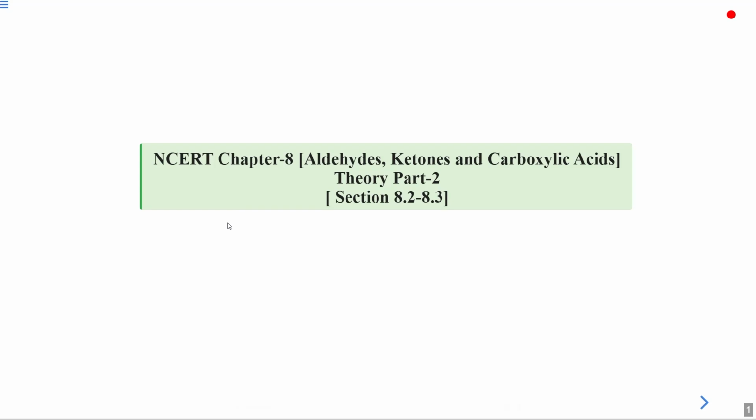Hello students. So today we will see our NCERT chapter 8, which is aldehydes, ketones and carboxylic acids. Today is theory part 2, and the section which we will cover today is from section 8.2 to 8.3.